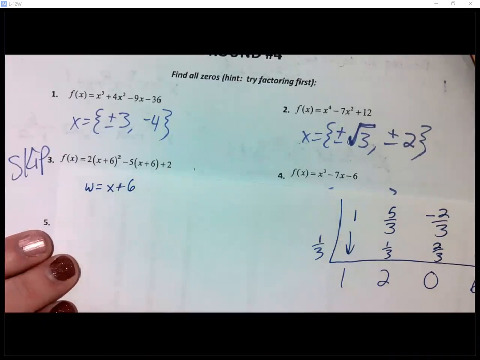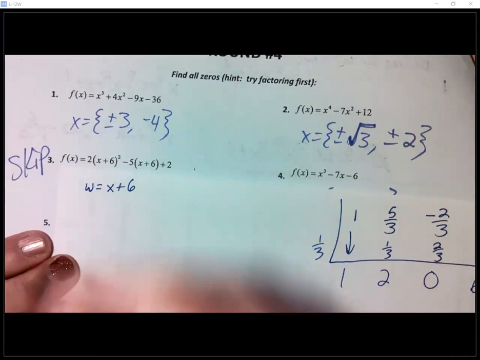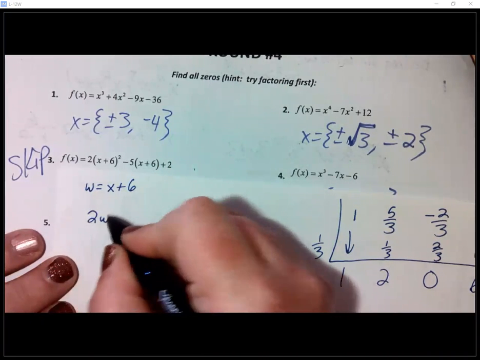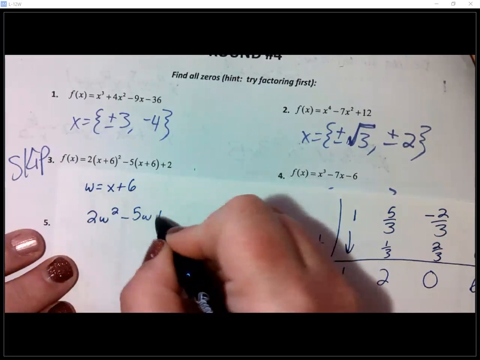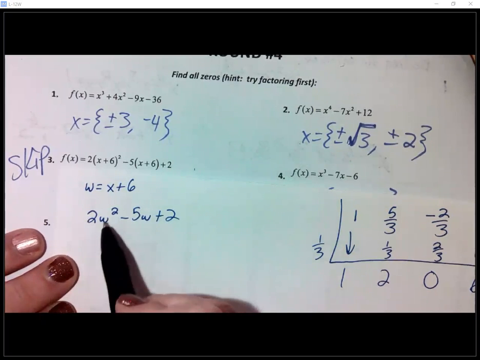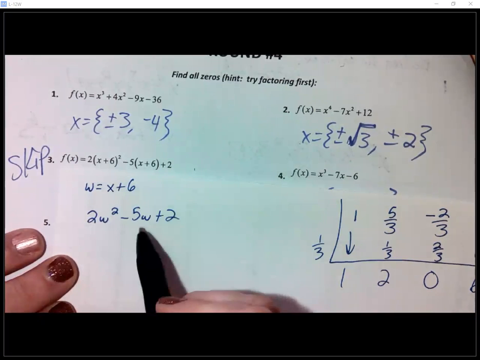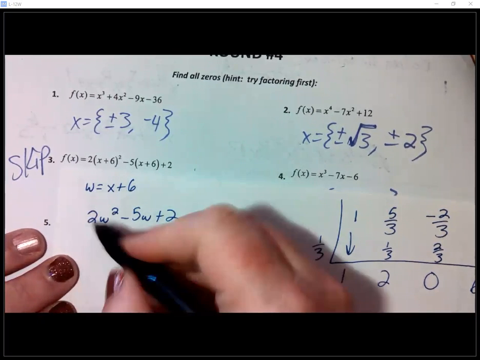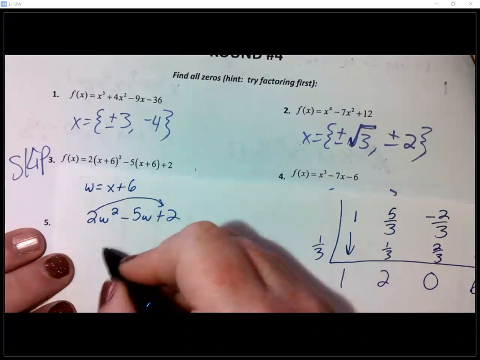Okay, just pretend. And then I'm going to rewrite the original, and it's going to look like this: 2w squared minus 5w plus 2. That thing is way easier to factor. Do you see that? Right? All I did was swap out an x plus 6 for w just for a second. And now I can factor this thing easy peasy. I do slide and divide. You got to do whatever you do.